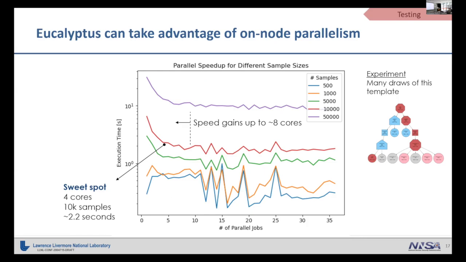And so you can take advantage of on-node parallelism. Code's written to be parallelized. You see a sort of convergence study here. In optimization, the sweet spot seems to be about 4 cores with a dozen samples. You're trying to get as much bang for your buck as you want out of this thing.